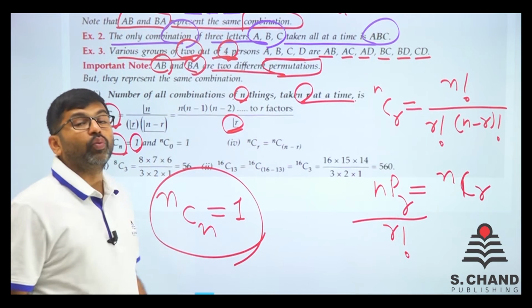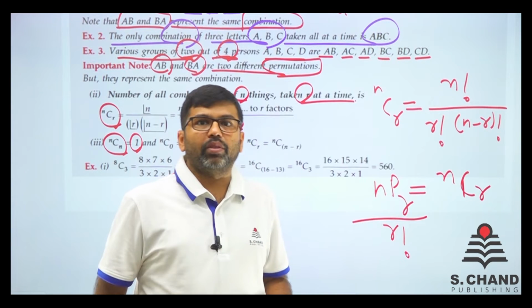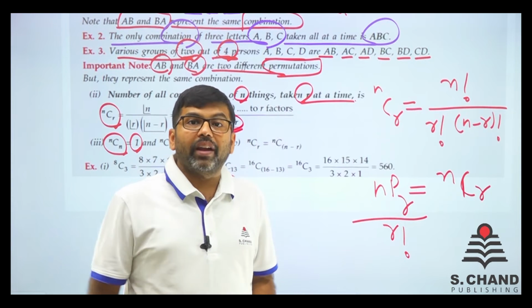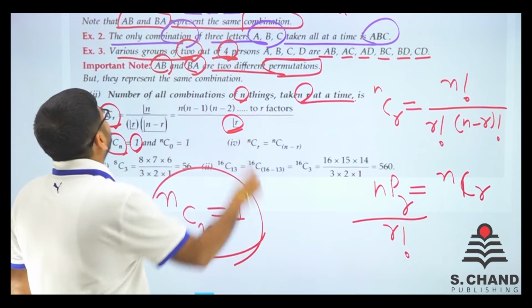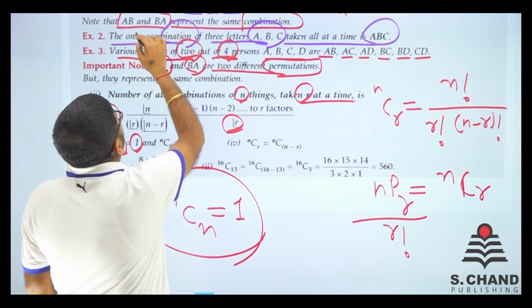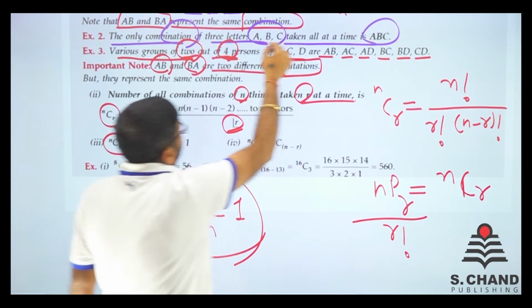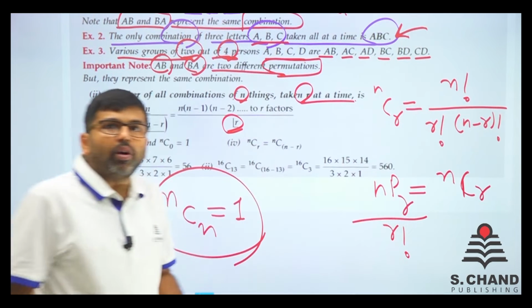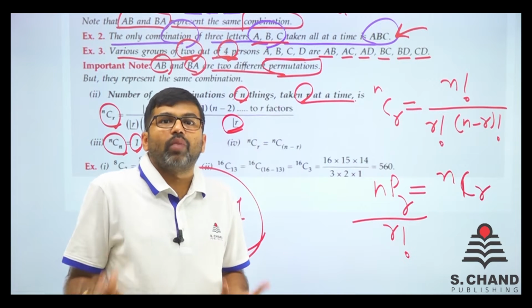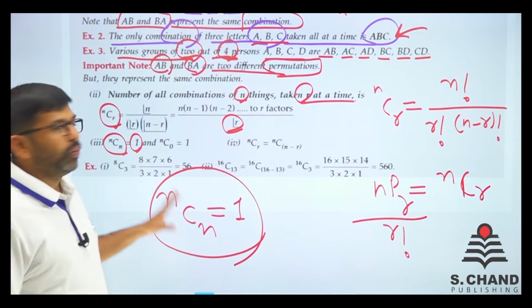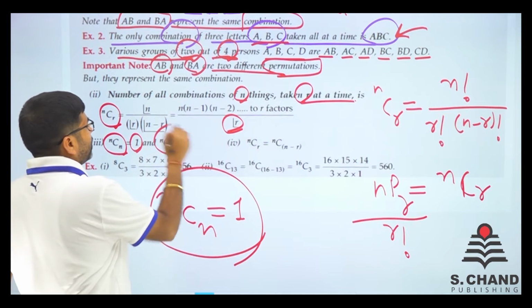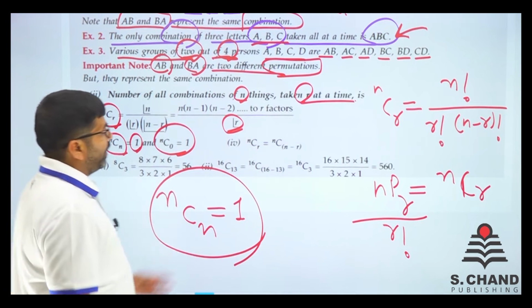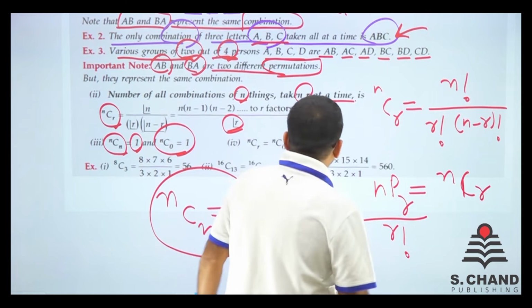Why? Because if you take all at a time, it will be only one combination. The only combination of 3 letters ABC taken all at a time will be ABC. So if you take them all at a time, that means you have taken just once. So nCn will be 1 only, and nC0 is also 1. There are some examples we'll do.